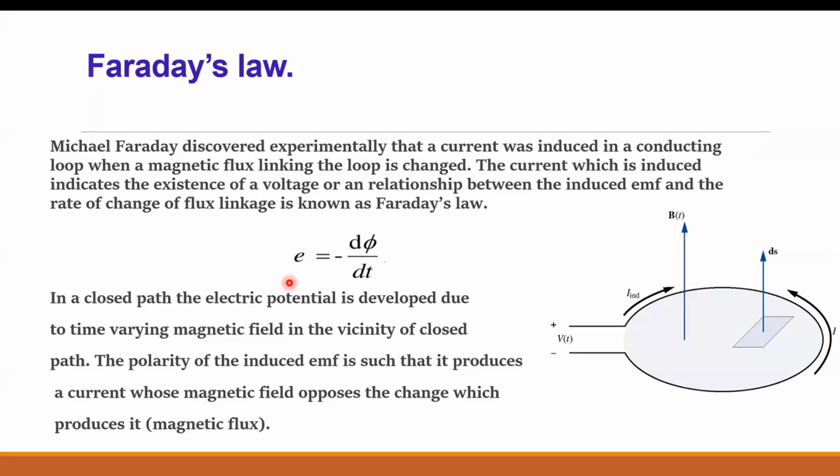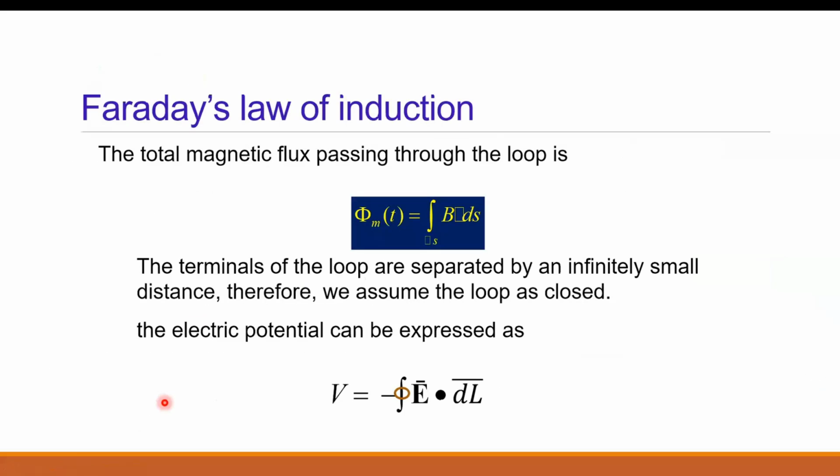So the total magnetic flux. How is phi related? Phi m means flux in the magnetic field with respect to time t. We know this relationship already. Flux in a magnetic field is given by integration of B bar dot dS bar. What is B bar? B bar is magnetic flux density. dS bar is the surface area.